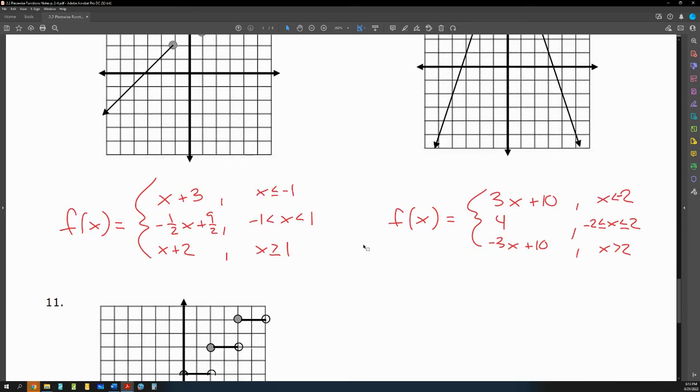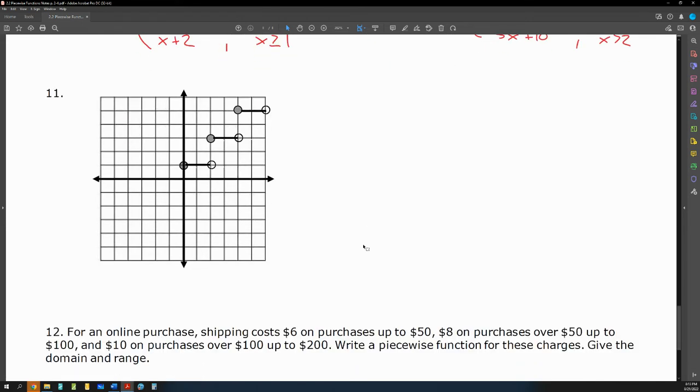Okay. We'll try one more of these. So this one looks interesting. It looks like we have all horizontal lines. So we'll call this one f of x, real creative with these function names, is equal to the piecewise function. So this first piece here, we have the y value of just 1.